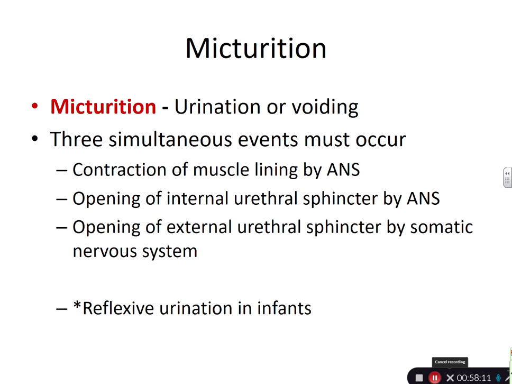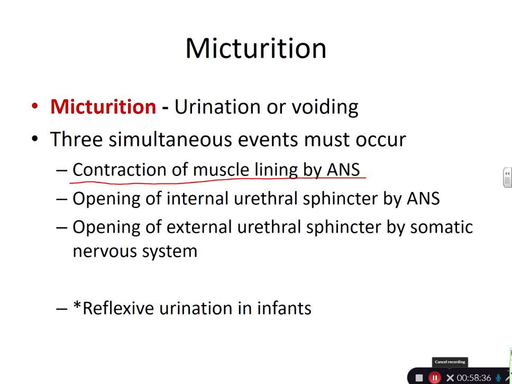The term for urinating, we call this micturition. And there's three things that have to happen when you urinate or void your bladder. One is you have to contract the muscle lining with your autonomic nervous system. Remember, autonomic means involuntary. So this is when the bladder is full, it automatically triggers that.